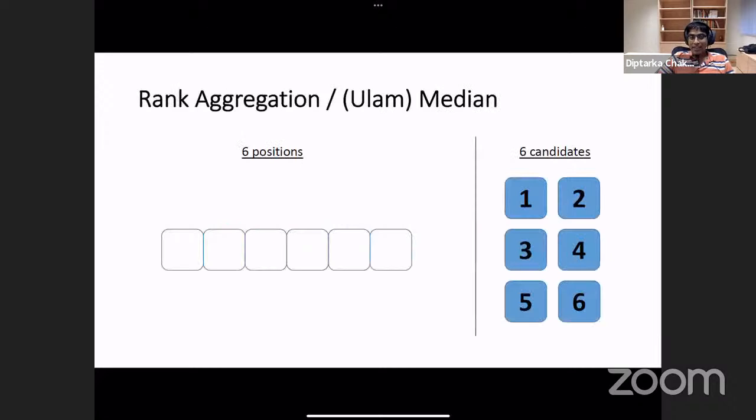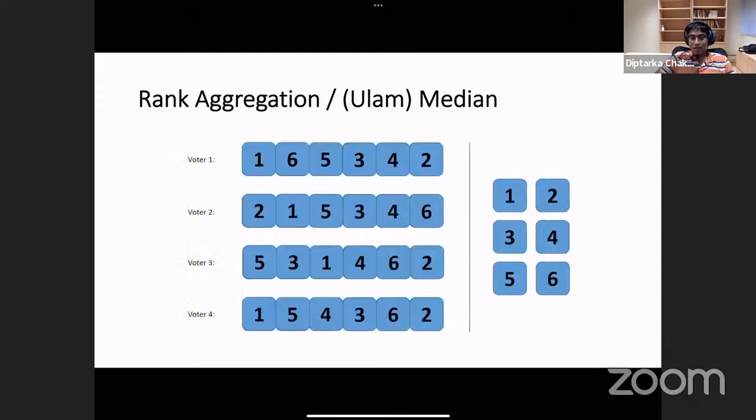So why are these rankings? Suppose there are 6 positions in some institute, and these are hierarchical positions. So this is the topmost position, this is the second topmost, and so on. And there are 6 candidates. Now there are people who actually vote or rank them. So maybe voter 1 ranked the 6 candidates in this way: 1, 6, 5, 3, 4, 2. Then voter 2: 2, 1, 5, 3, 4, 6.